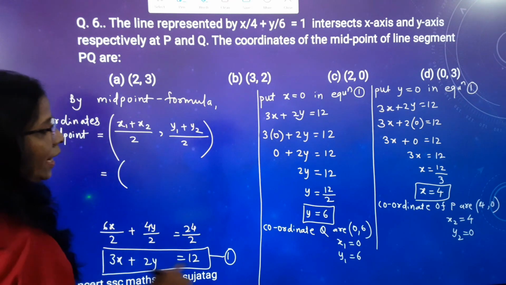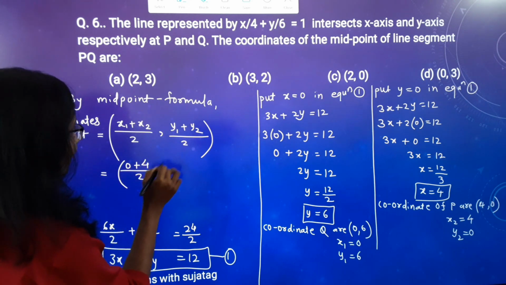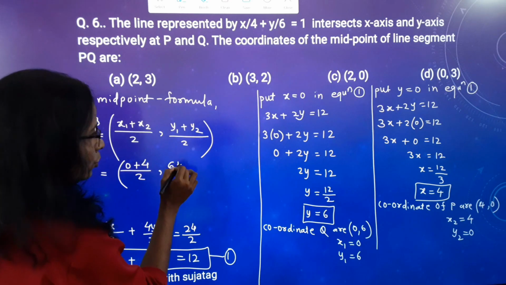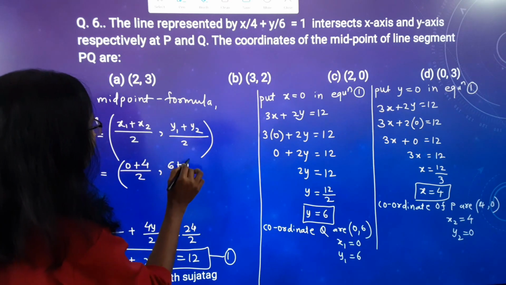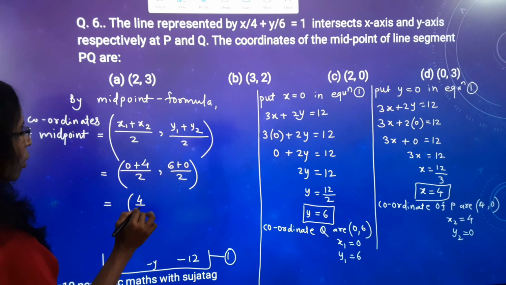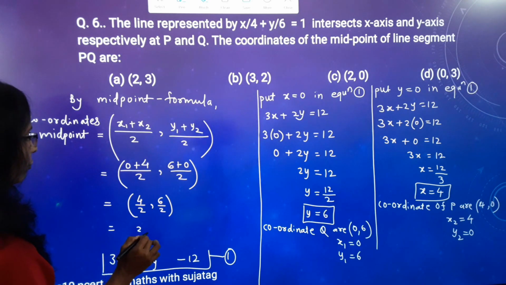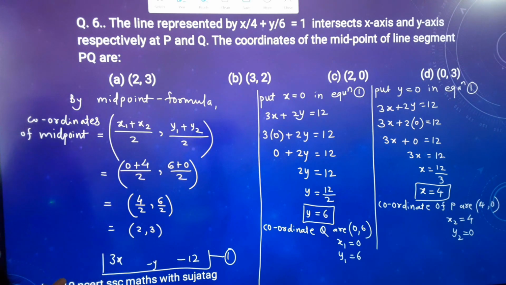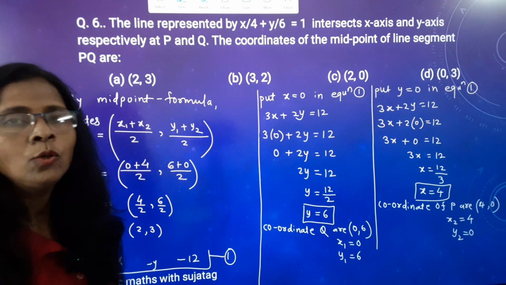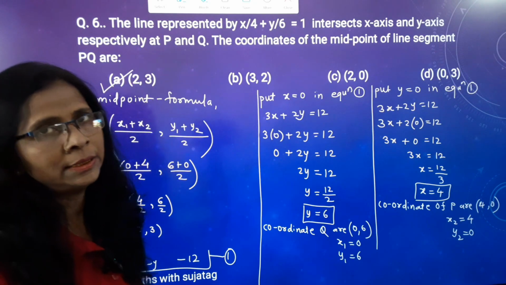So here x1 is 0, x2 is 4, and then here y1 is 6, y2 is 0, upon 2. That means here 4 upon 2 and here 6 upon 2. That means 2 and 3. So the midpoint is (2, 3). So the answer is option (2, 3).